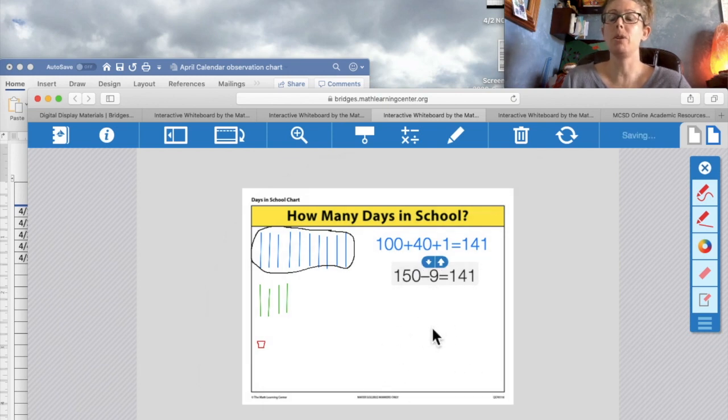I would love for you to show us, teachers, what you have been working on, what expressions and number sentences you could make for 141. So make sure that you take a picture, share it with us, and show your parents also all that great math genius work that you're doing.